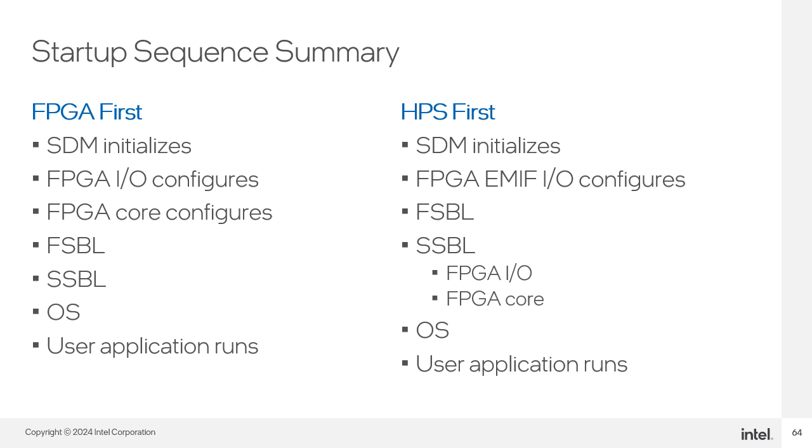With the HPS first mode, most of the tasks are very similar. SDM is initialized with the boot ROM. The boot ROM initializes only the EMIF I/O in the FPGA and then loads the first stage bootloader into HPS on-chip RAM. The first stage bootloader does all the same tasks, and then when the second stage bootloader runs, in addition to initializing the rest of the HPS system and loading the OS, the second stage bootloader will configure the remainder of the FPGA I/O and the FPGA core logic before releasing operation to the loaded OS.